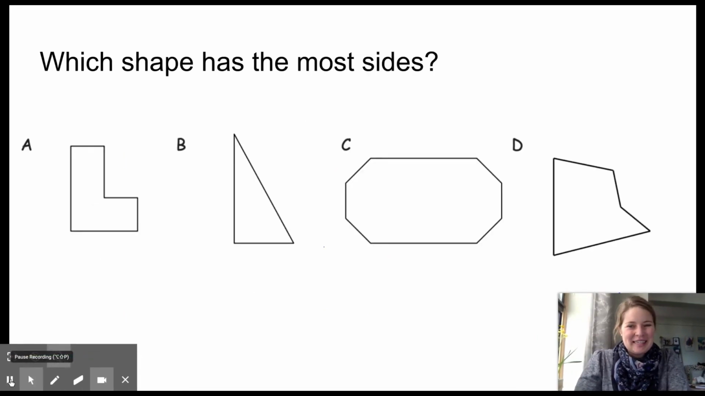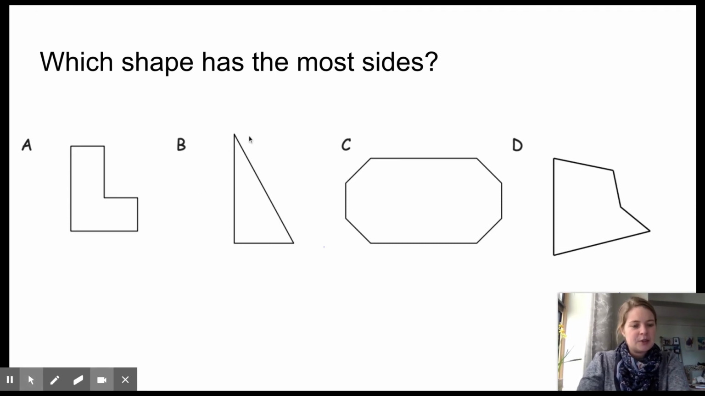Now we're going to try something a little bit different. We need to identify which shape has the most sides. Can you identify this just by looking at the shapes? Well, I know it's not going to be B because B is a pretty standard shape. It's a triangle, and there are only 3 sides to a triangle. So I know my answer won't be B.